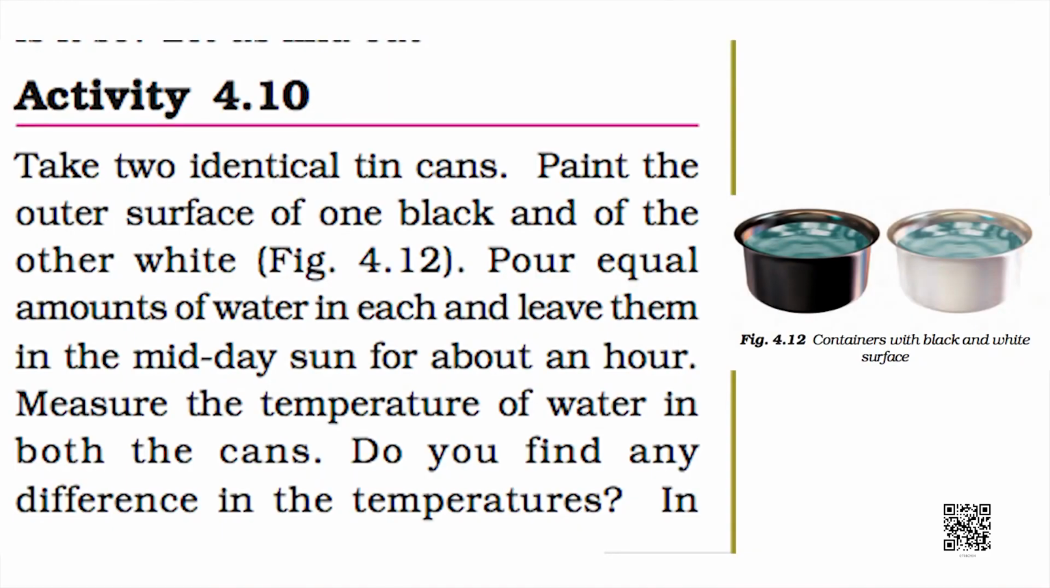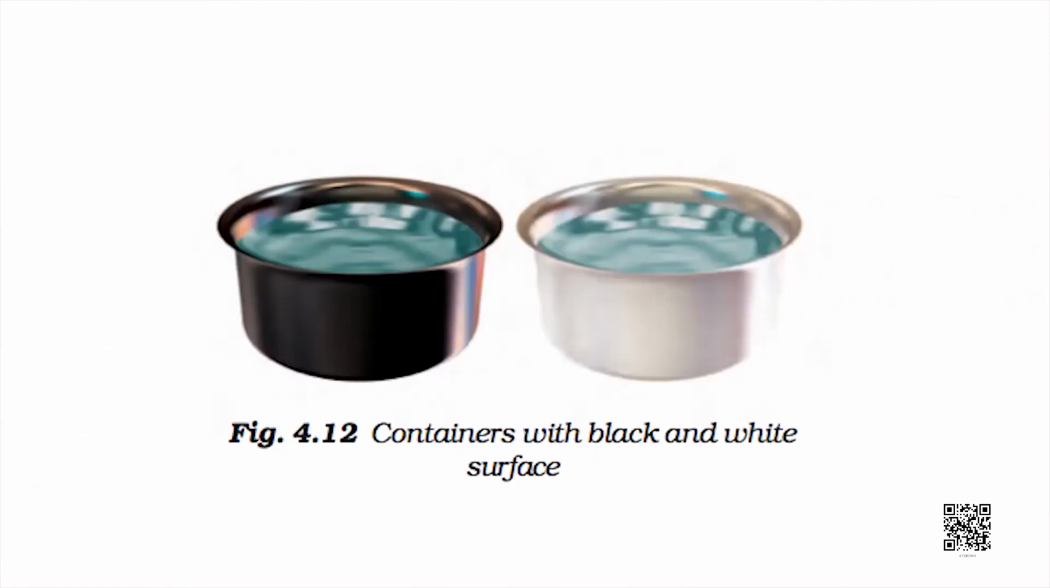Now students, you know that we wear light colored clothes in summer and dark colored clothes in winter. Why is it so? We will learn about this in this activity. We will take two identical tin cans, paint the outer surface of one black and of the other white. Pour equal amounts of water in each and leave them in the midday sun for about an hour. Measure the temperature of water in both the cans. We will find that the can which is painted black has warmer water.